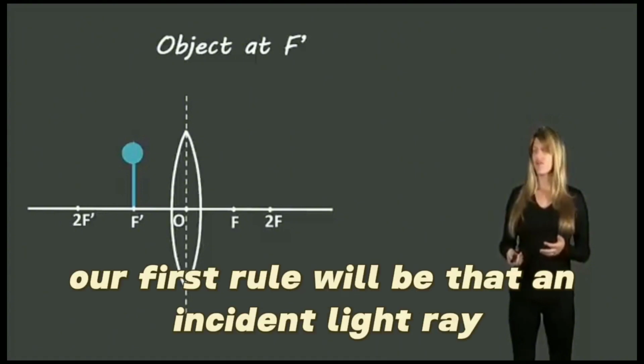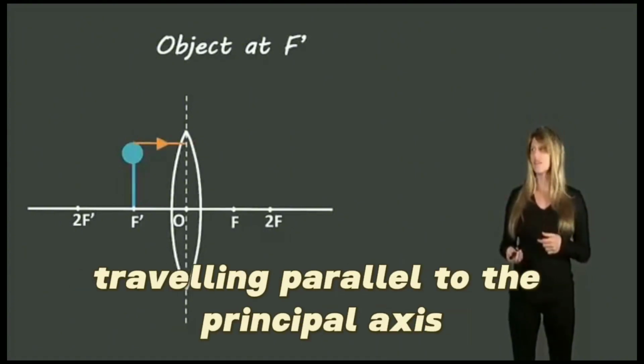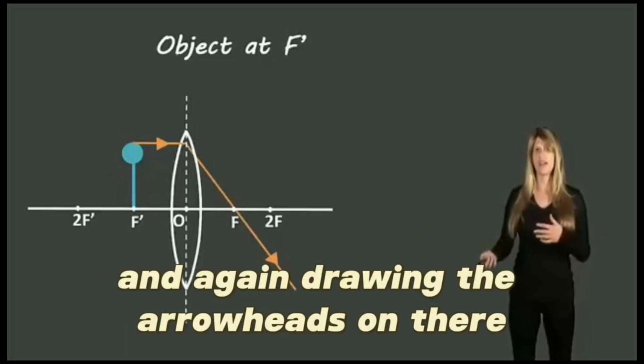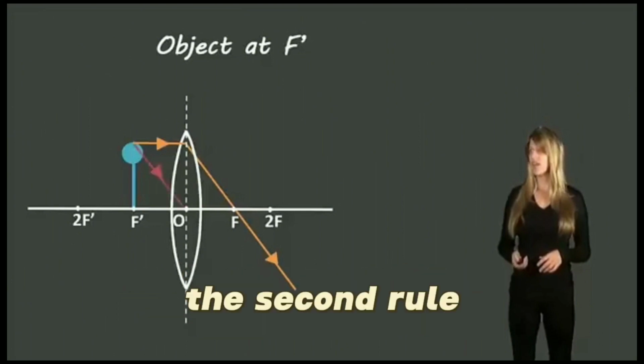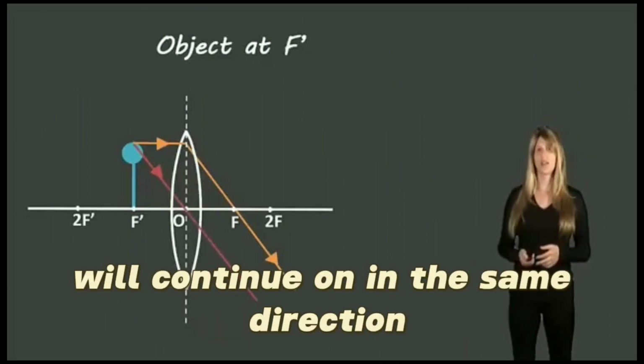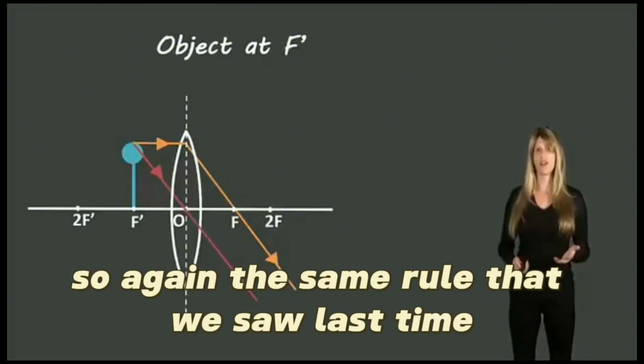In this case, our first rule will be that an incident light ray traveling parallel to the principal axis will refract through F. So this is the same as the first rule that we saw last time. And again, drawing the arrowheads on there. The second rule, an incident light ray traveling through the optical center will continue on in the same direction. So again, the same rule that we saw last time.